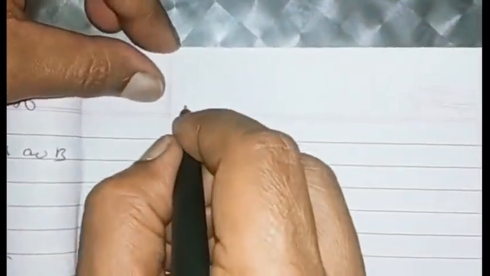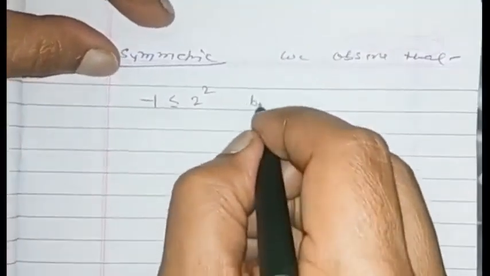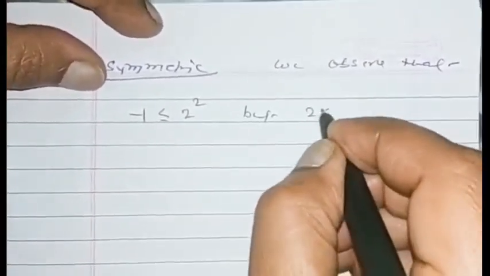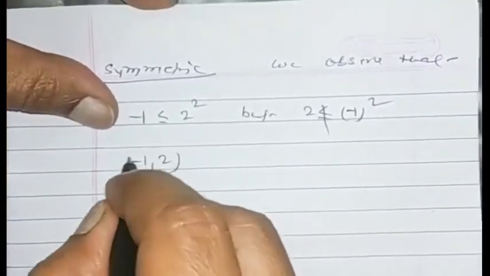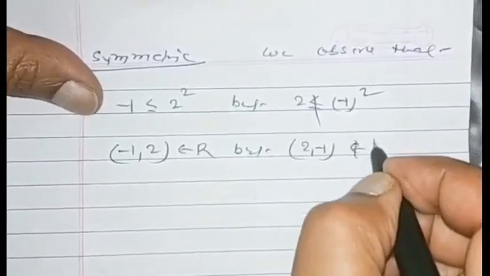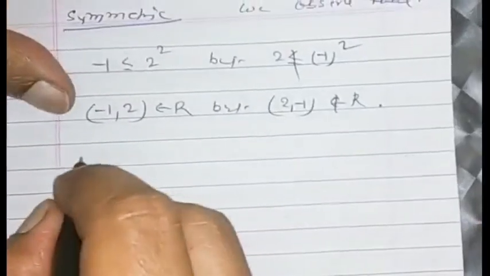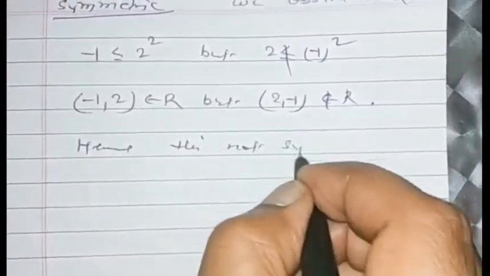Second, symmetric. We observe that −1 ≤ 2², but 2 is never less than or equal to (−1)². Suppose (−1, 2) belongs to R, but (2, −1) does not belong to R. Hence this is not symmetric.